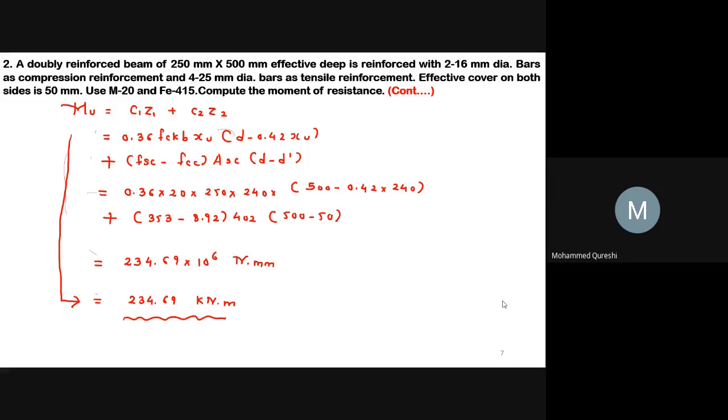So in the next lecture, we will discuss the sums related to the analysis of WRC beam.